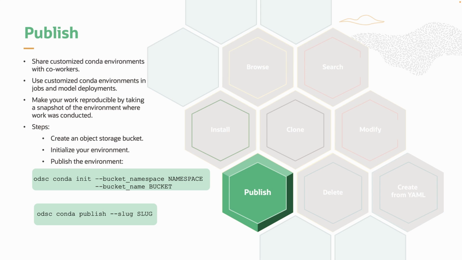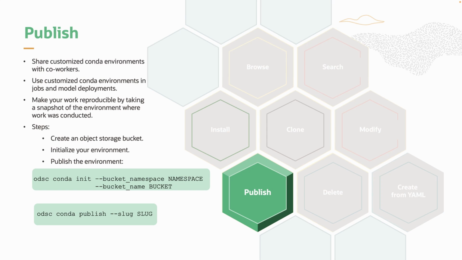So the first thing you need to do is initialize the Conda bucket that you're going to use. So you would go into the console, go into your object storage buckets, and create a bucket where you want to publish your Condas to. From there, you would capture the namespace that's being used and the bucket name that you've created.